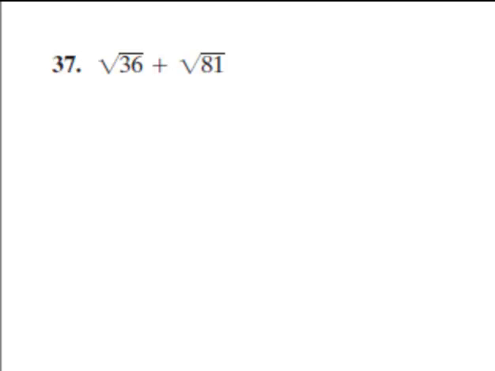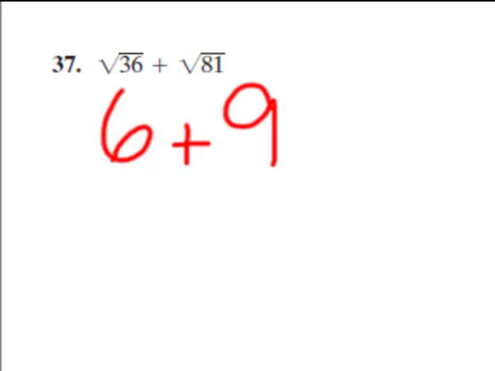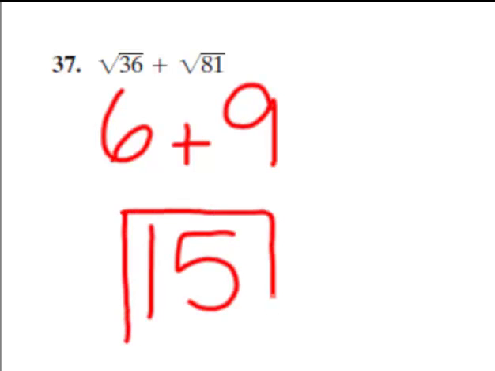Square root of 36. Hopefully everyone knows that that is 6. And then the square root of 81 is just 9. So this thing simplifies to 15. And if you were to type that in your calculator, you would get exactly 15 also.